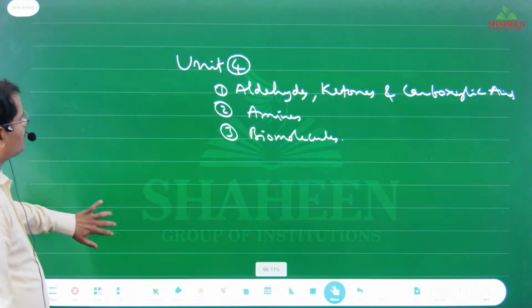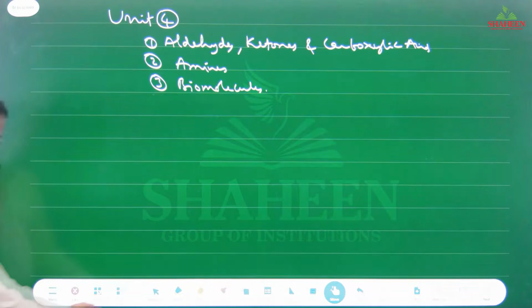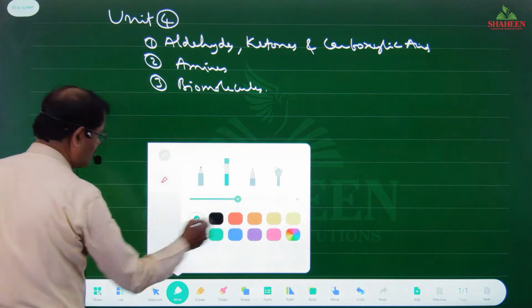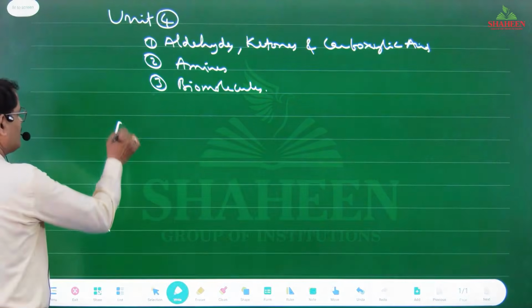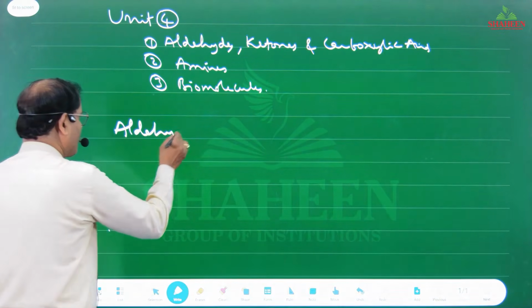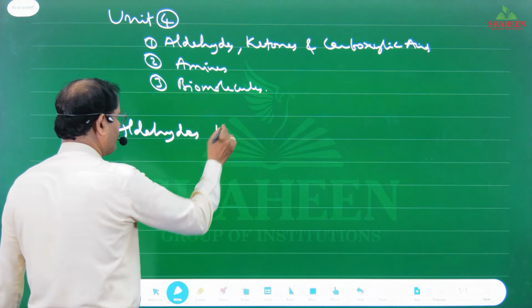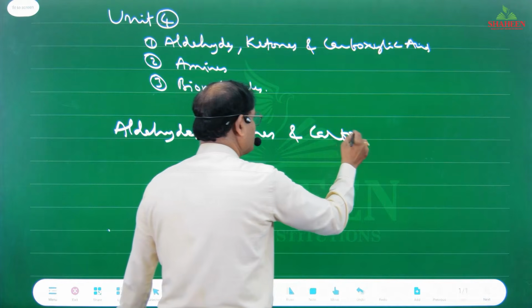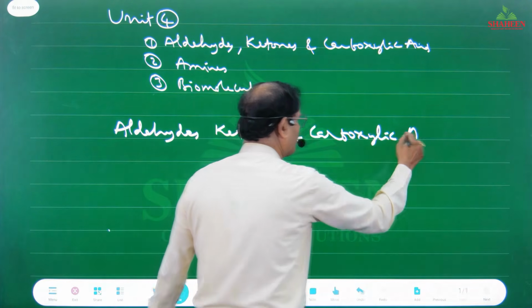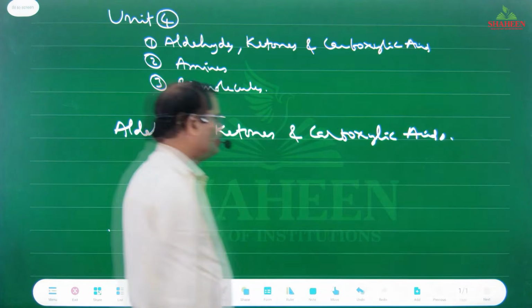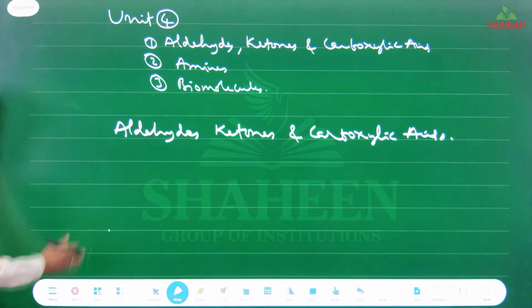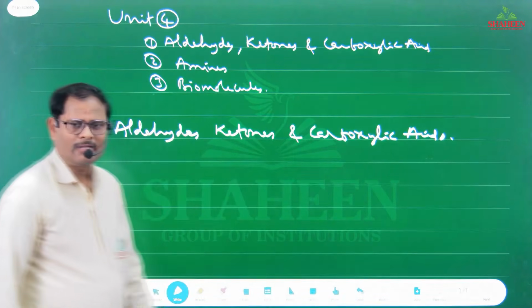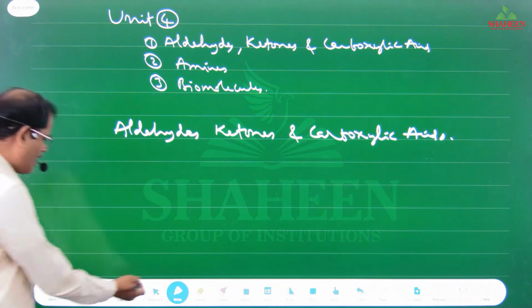First, we are going to start with aldehydes and ketones, and carboxylic acids. So first we are going to discuss aldehydes and ketones. Then after completion of that, we go for carboxylic acids.